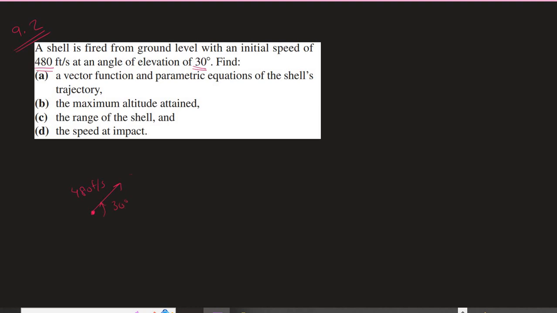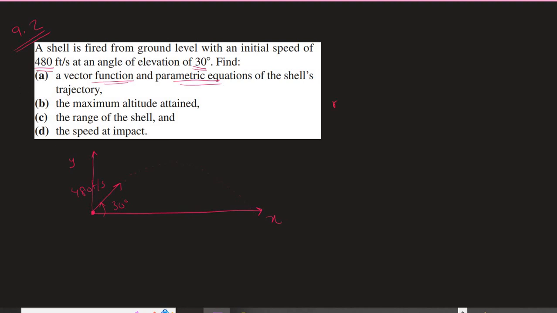And you know the projectile motion is like a downward facing parabola, so this is how the trajectory is going to look. There are two components in the projectile motion, the horizontal and the vertical component. So let's break this down into x and y components. And what are we finding? Find a vector function and the parametric equations of the shell's trajectory.